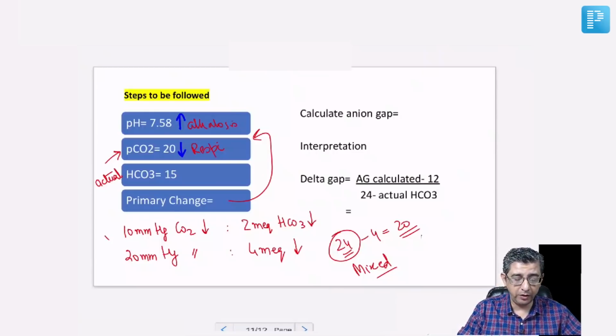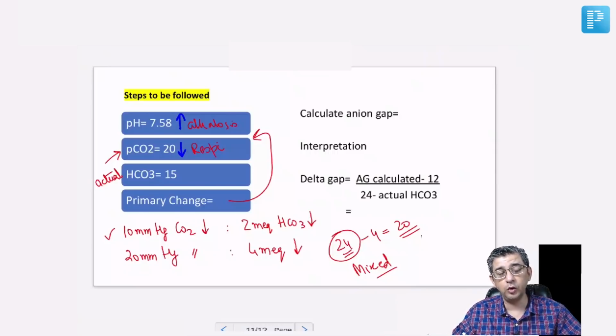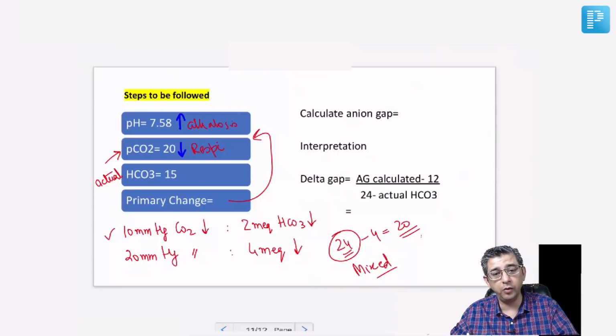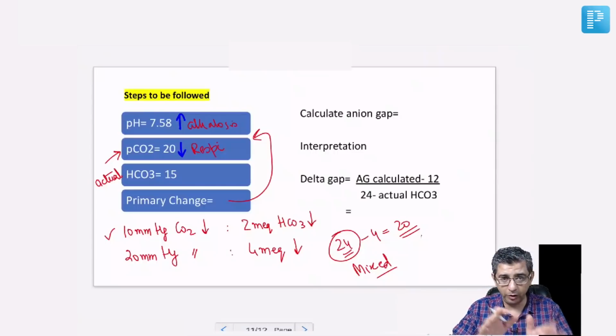Similarly, here you need to apply the 10:2 rule. The 10:2 rule is that if carbon dioxide falls by 10 points, bicarb should also fall by 2 points. Here the patient's carbon dioxide went from 40 to 20, a 20 point decrease, so the bicarb value should go down by 4, that is 24 minus 4. 24 is the average bicarbonate value, the range is 22 to 26.